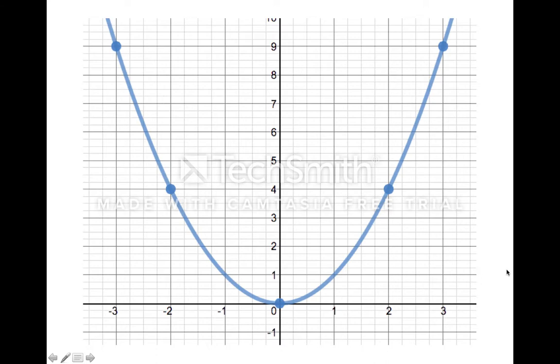So let's try to think about how we're going to memorize the graph of x squared. It decreases on the left of 0. It's decreasing from -infinity to 0. It's increasing from 0 to infinity. It has a local and absolute minimum at 0, 0. It is U-shaped.